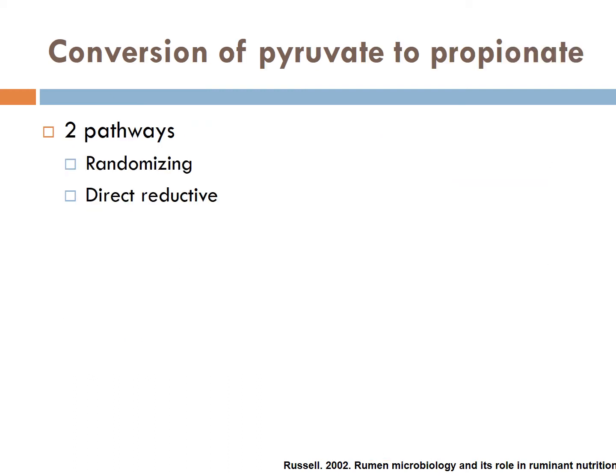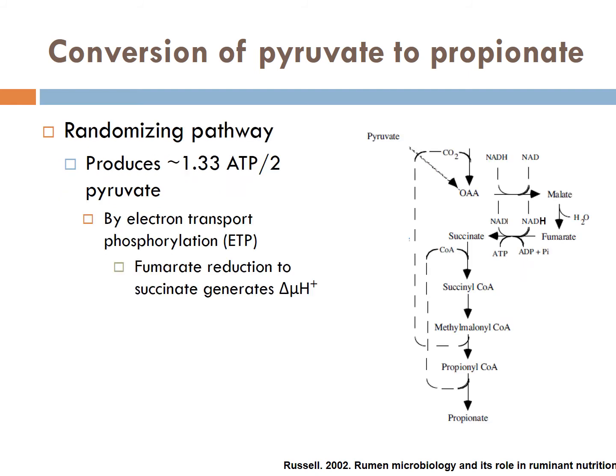The conversion of pyruvate to propionate can be accomplished by 2 different pathways, the randomizing pathway and the direct reductive one. The randomizing pathway produces about 1 1/3 ATP per 2 pyruvate. This is accomplished by electron transport phosphorylation. That is, ATP synthesis accomplished with an electron transport chain.